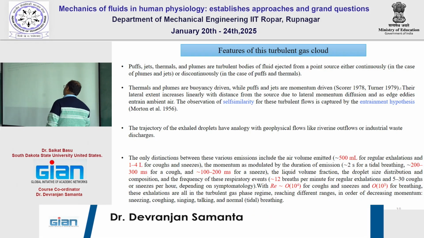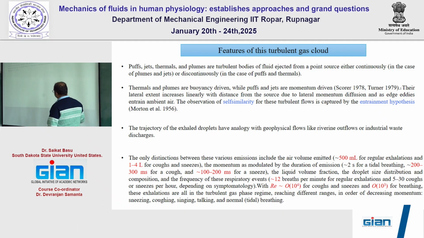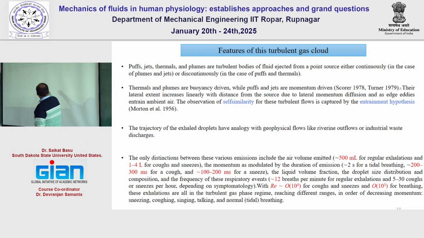Let's say we study the dynamics of a nozzle after combustion. Whatever exhaust is released through the nozzle comes out in the form of a jet. So if we study those features, the observation of self-similarity and the entrainment hypothesis can be applied while modeling these as well.